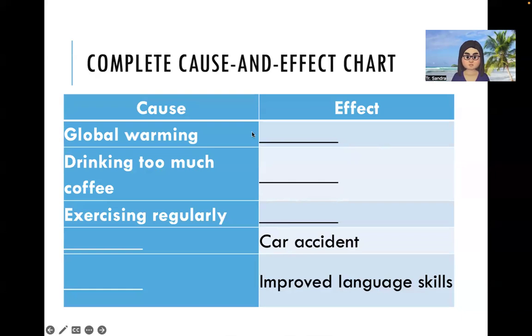You have to think of at least 2 effects or 2 causes, if you can think of them. Only 9 people. I thought there were 11 people, right? But let it be.